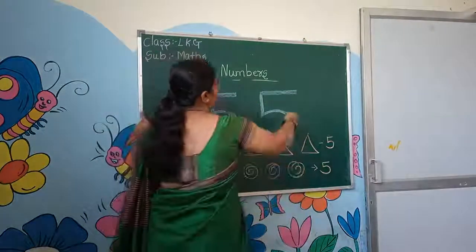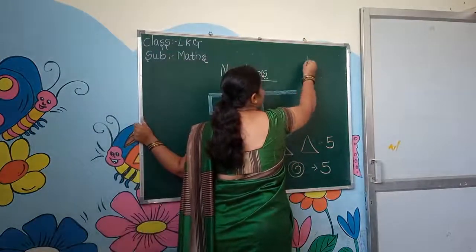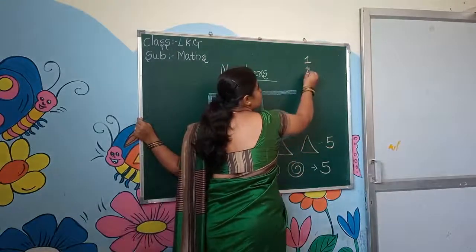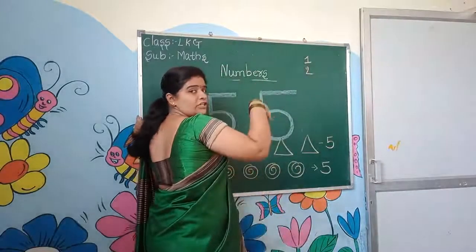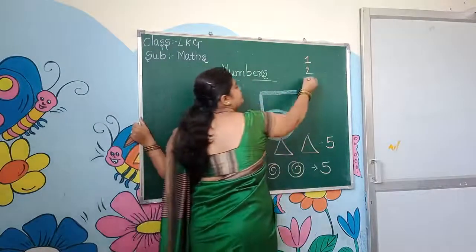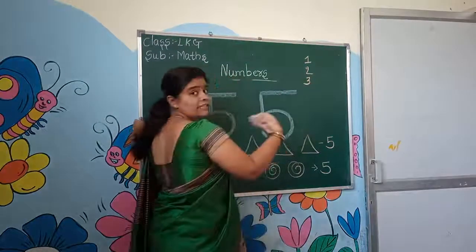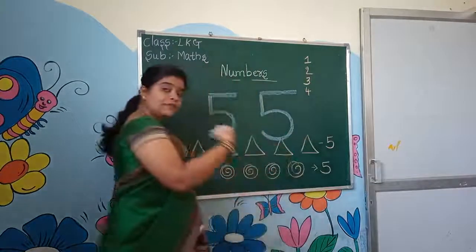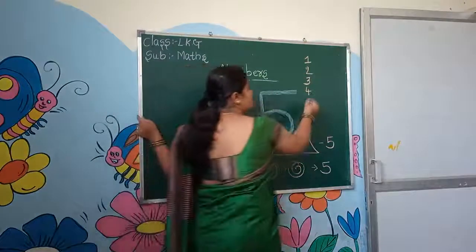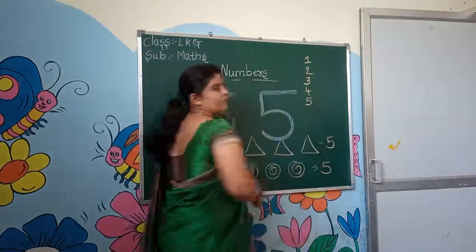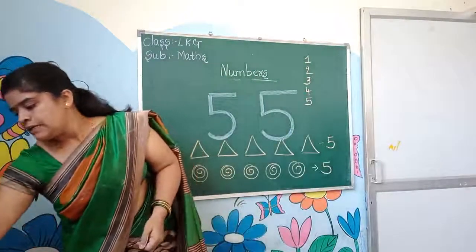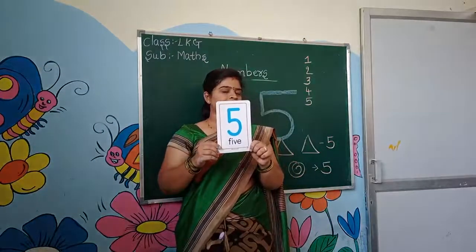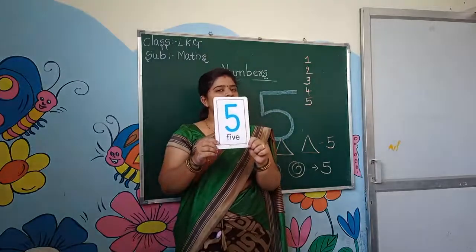Yes. I am showing you here. We learn 1, 2. After the 2, which number will come? Very good. 3. After the 3. Nice. 4. After the 4. 5. Which number is this one? Yes, very good. This is number 5.